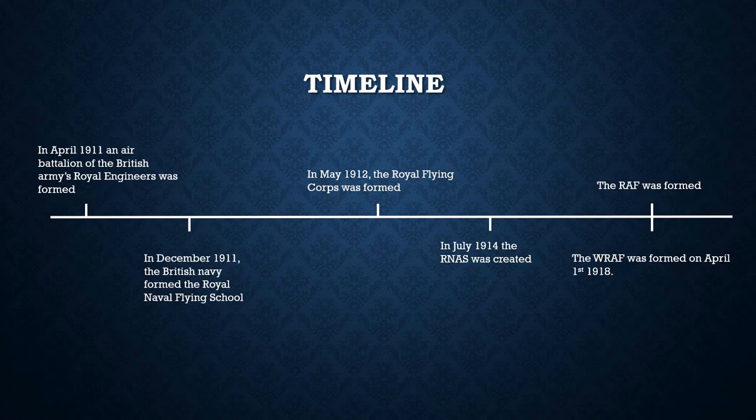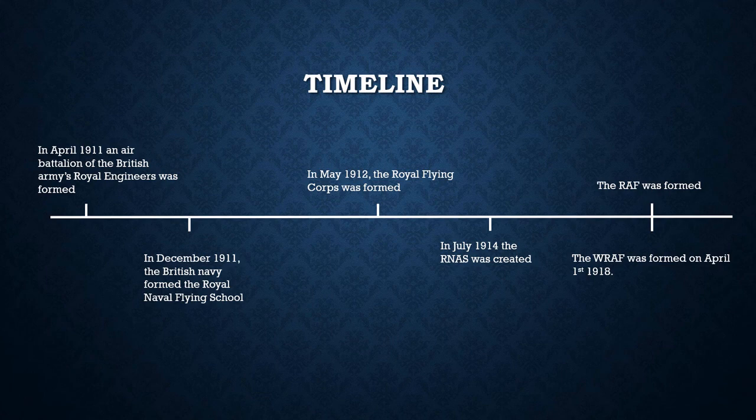And then in December 1911, the British Navy formed the Royal Naval Flying School at Eastchurch in Kent. Then in May 1912, both were absorbed into the newly created Royal Flying Corps, which established a new flying school at Upavon, Wiltshire, and formed new airplane squadrons. So that is one of the key names that you need to remember, the Royal Flying Corps.